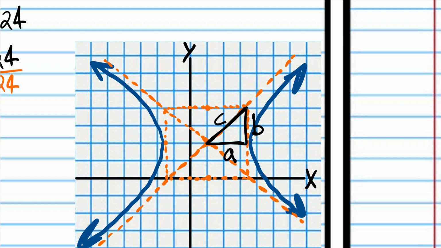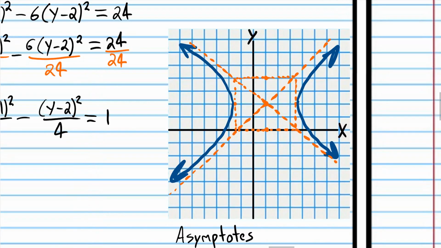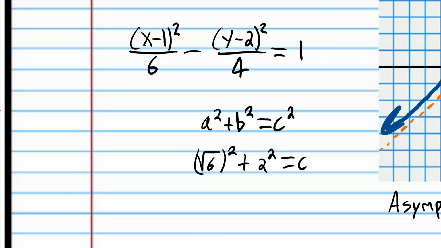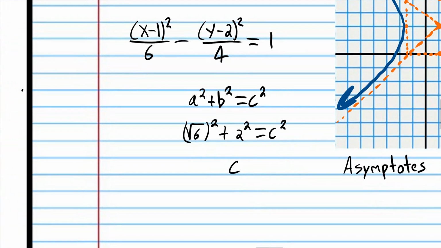So what does this triangle tell us? It tells us that our equation is actually the same thing as the Pythagorean theorem. It's a squared plus b squared equals c squared. So that triangle helps us to remember. A squared plus b squared equals c squared, and a is the square root of that number, and b is 2. If we solve for c, we get root 10.